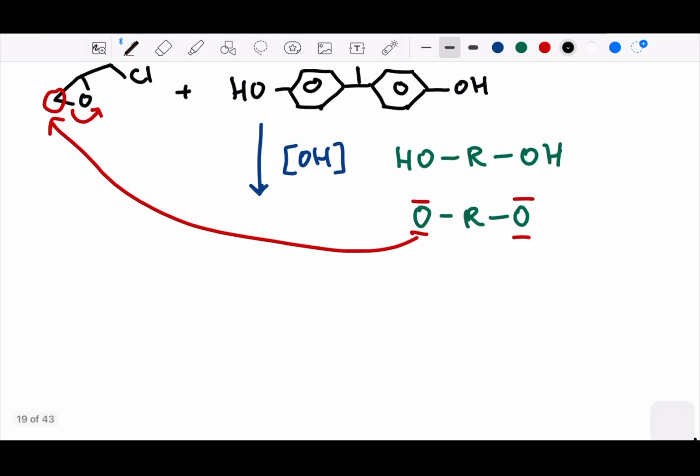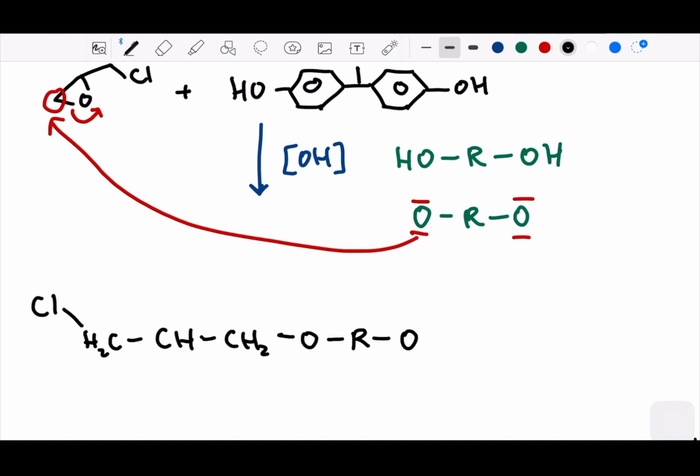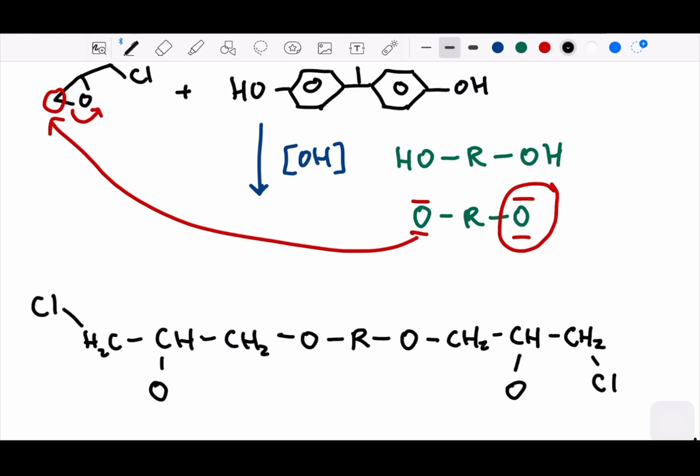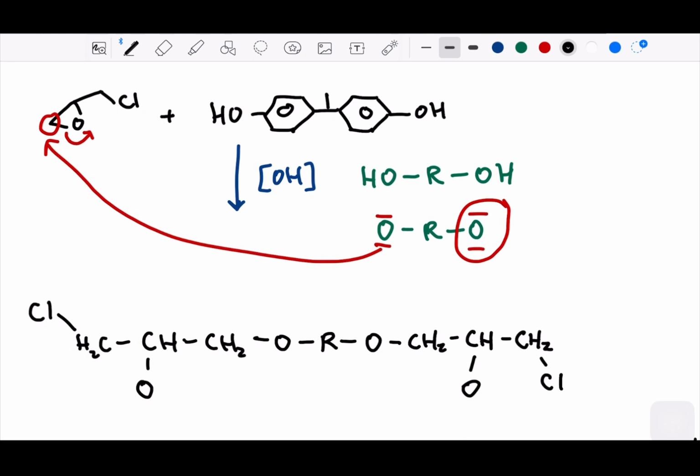So let me write what will be the Cl, H2C, CH, CH2O, R, O, and then this O also, on the other side, does the same thing and attacks the other part, and this will also make another one. And I forgot the oxygen here, right? Let's check.